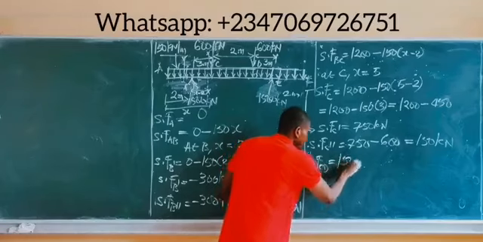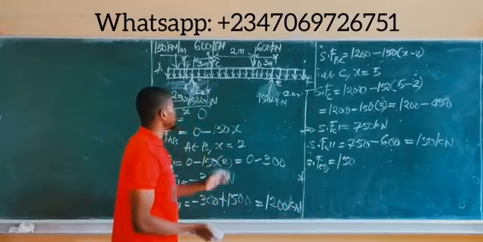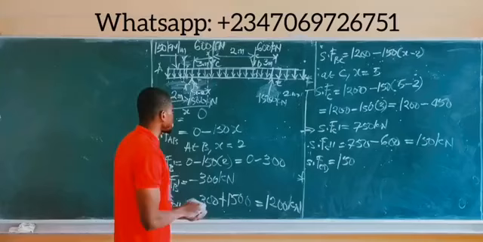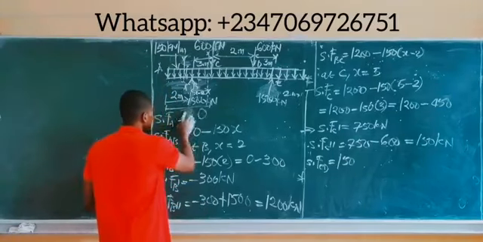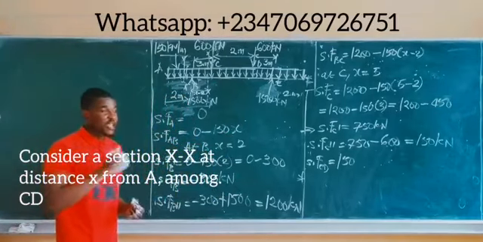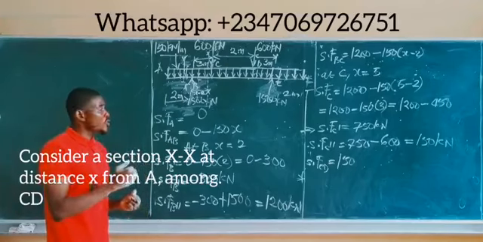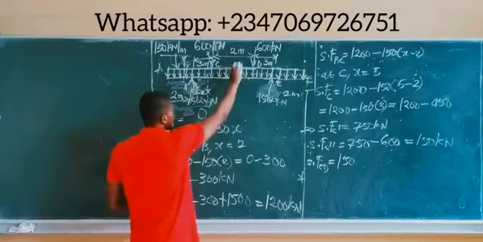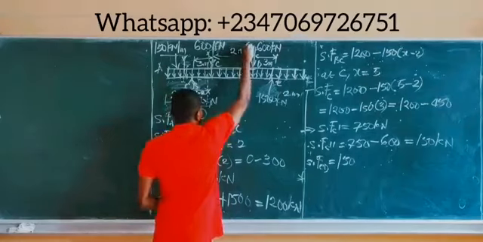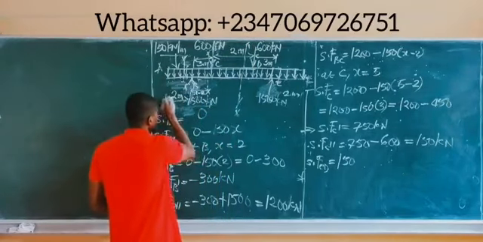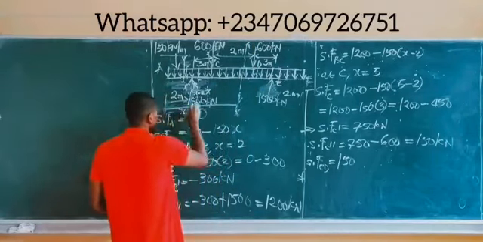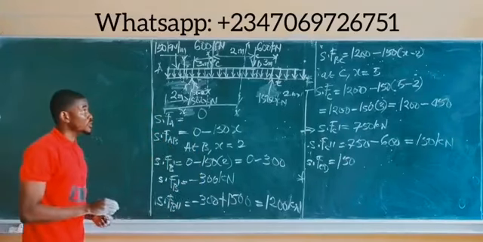you bring it down, 150. This force now encounters the UDL also along CD, because there's also a UDL from C to D. So because of that UDL, you also take a section. Consider a section XX at a distance X from point A along CD. So it's now going to be along CD. So you consider a section here. Let the distance from point A to the point of section be X meters.